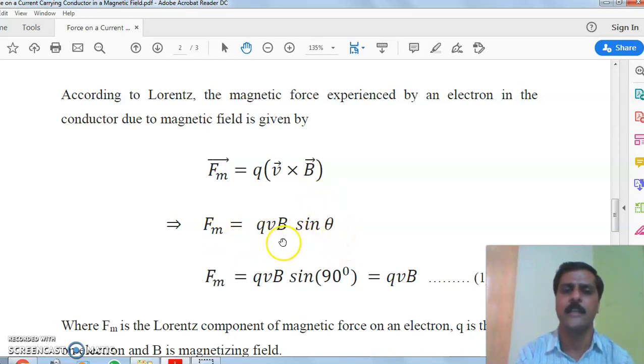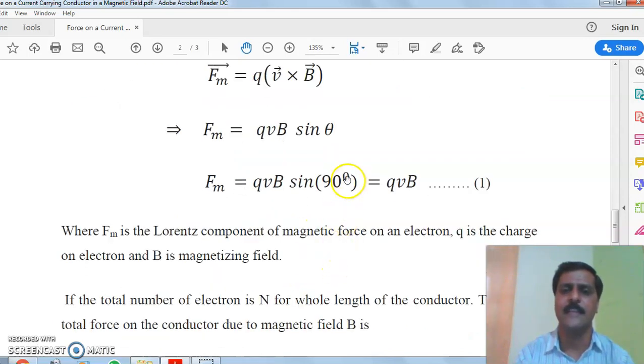And we already studied that the velocity and the magnetic field are perpendicular. If v and B, velocity and magnetic field, are perpendicular, then the angle between them is 90 degrees. We substitute the value of theta, that is 90 degrees, and sin 90 we know is equal to 1. So the Lorentz component of magnetic force experienced by an electron is equal to q B into v. This is equation number 1.